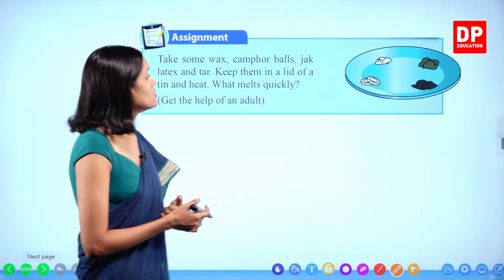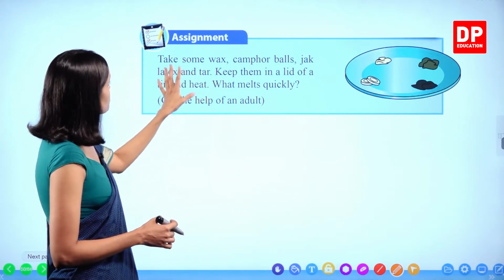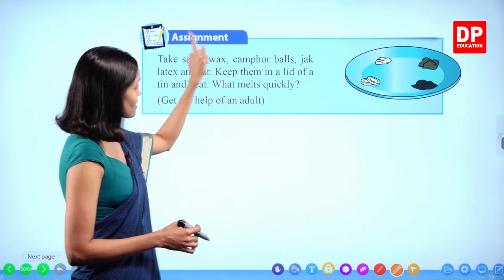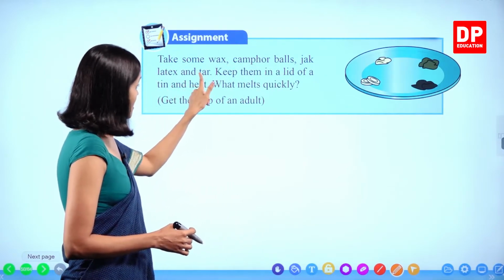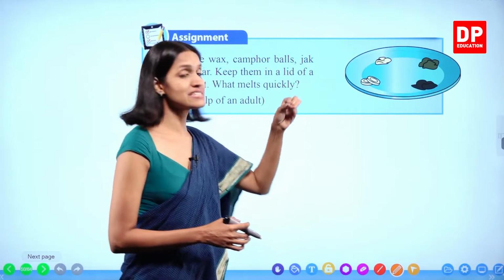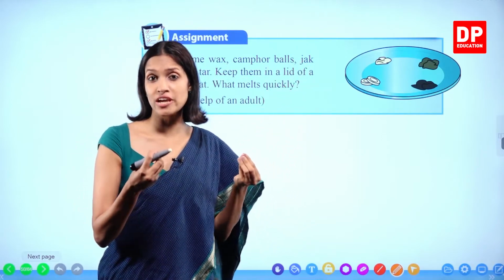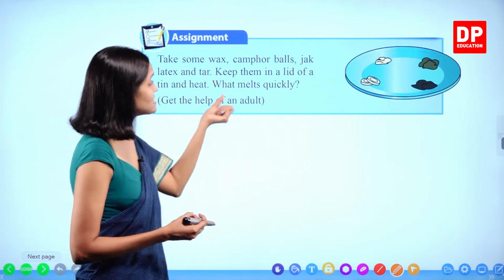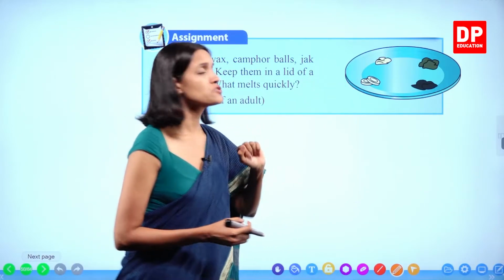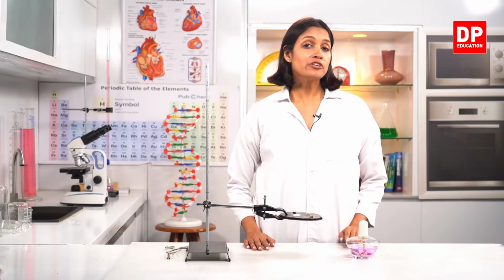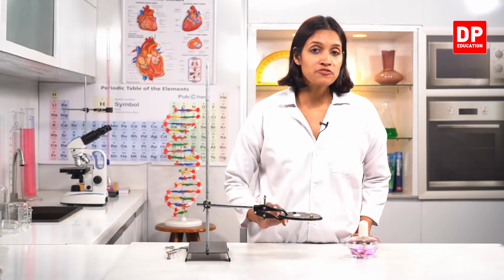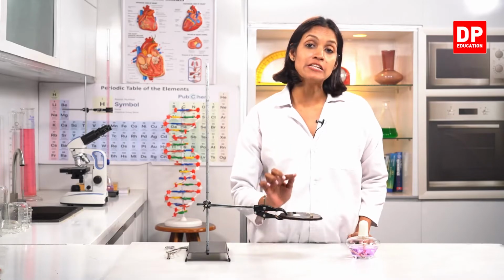Okay, children? So here we are going to use wax, camphor balls or mothballs, jack latex and tar. Jack latex is the sticky substance that comes out of the jack plant. So we'll do this activity in the lab now. Now we are going to heat different types of solids and check which one melts first.